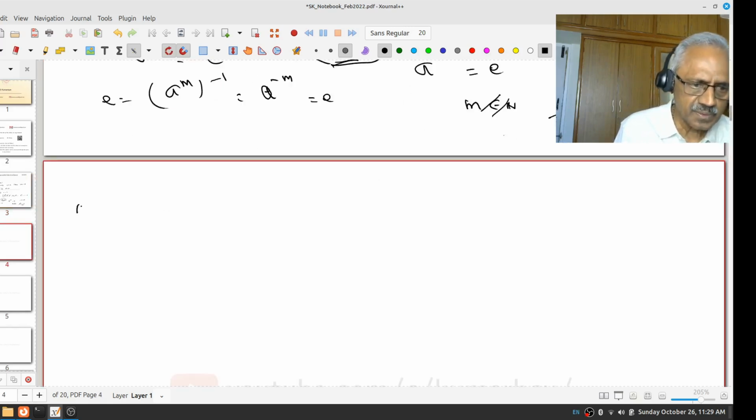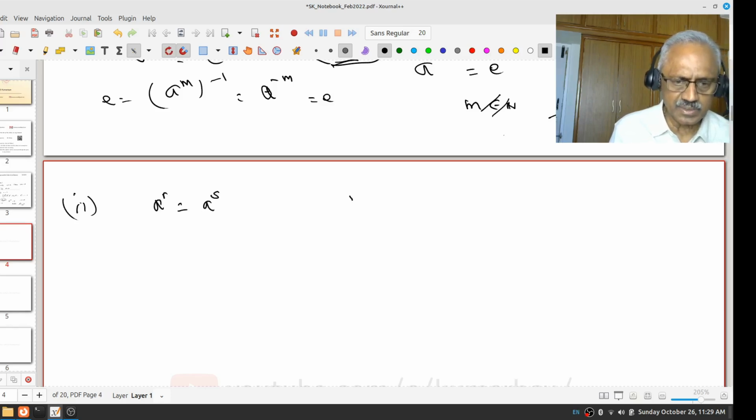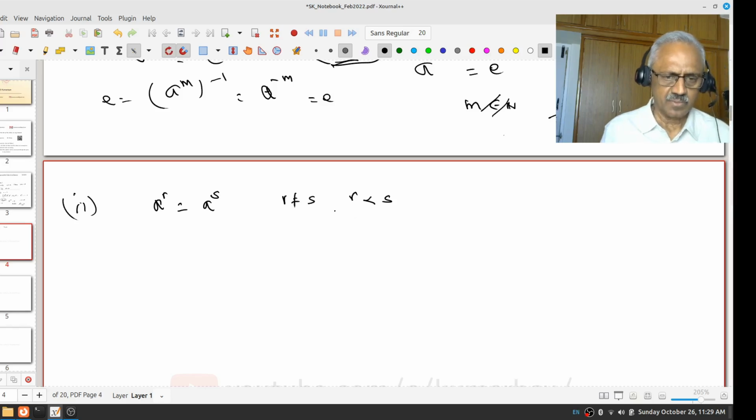2 is again the same thing. Suppose a to the power r equals a to the power s. If r is not equal to s, let us assume, okay, if r equals s, nothing. So assume r is not equal to s without loss of generality. Let us assume r is less than s.